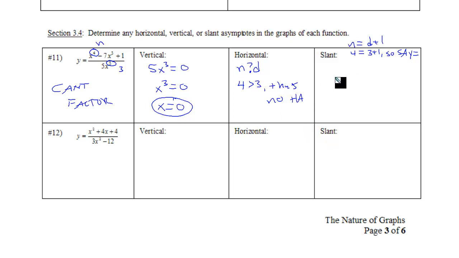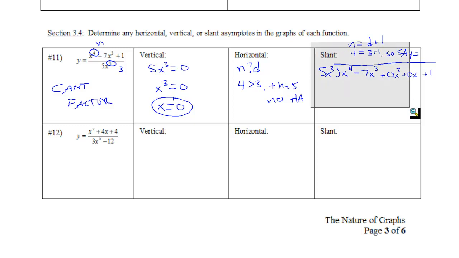To figure out what that is, we take our numerator, x to the fourth minus 7x cubed. I'm missing some terms here. I'm missing an x squared. I'm going to put 0x squared. I'm missing an x. I'm going to put a 0x plus 1. Dividing that by 5x cubed. Let's look at this closer. Pun.